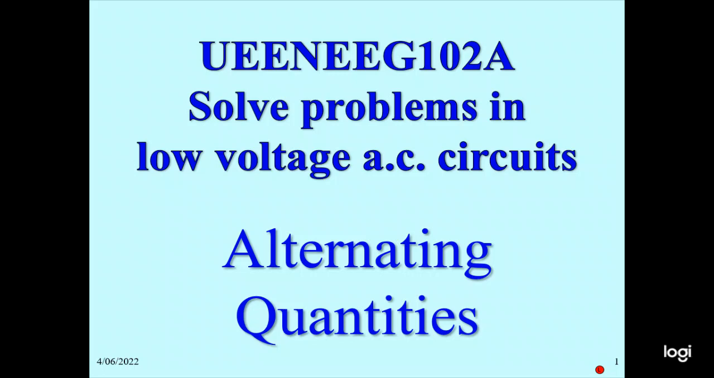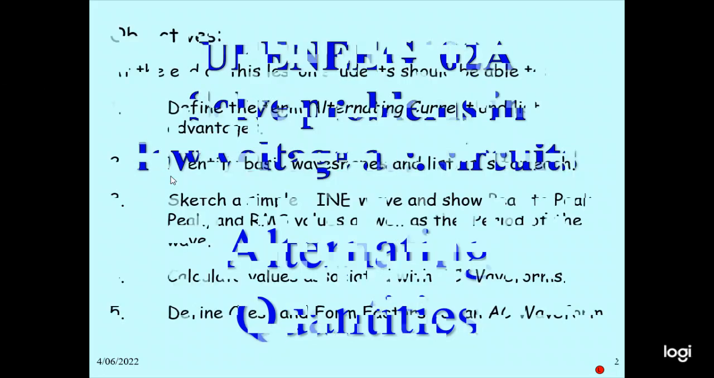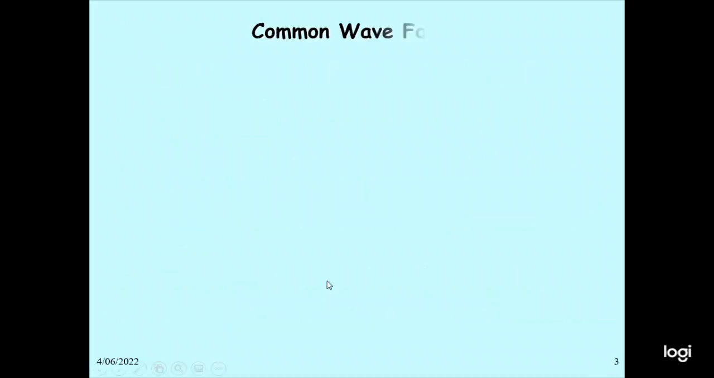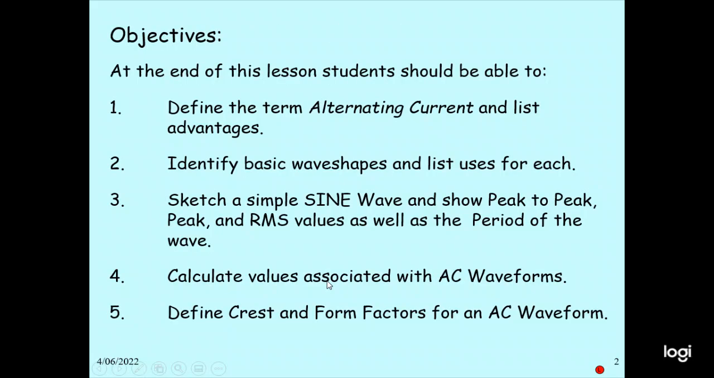So the topic is low voltage AC circuits, alternating current quantities. At the end of this lesson, students should be able to define the terms alternating current and its disadvantages, identify the basic waveshapes and the uses for each. Second, sketch the simple sine wave and show the peak-to-peak and the RMS value as well as the period of the wave, calculate the values associated with the AC waveform, and also define the crest factor and the form factor for the AC waveform.